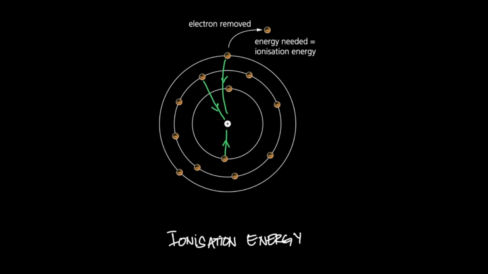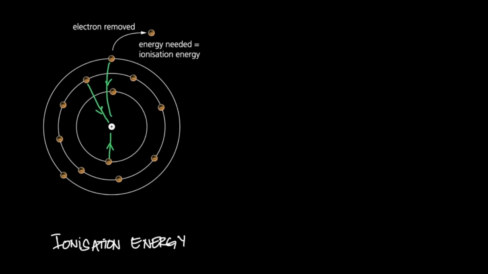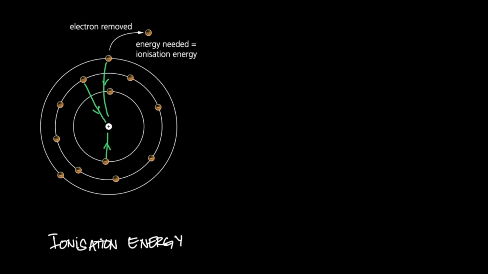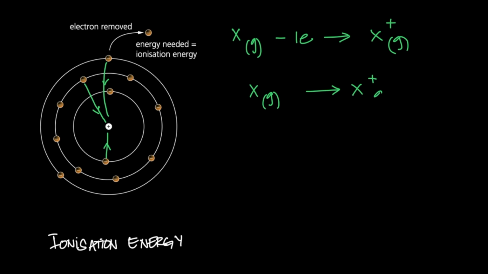Obviously, when you take a neutral atom and remove an electron from it, you are left with a positive ion. So if I take an element X in the gaseous state, I'll explain that later, and I remove 1 mole of electrons from X, or even from one atom I remove 1 electron, I get a 1+ ion. I can write this equation like this, or I can write the equation like this. In both cases, they are the same equation.